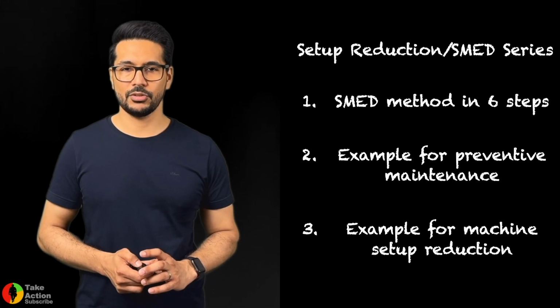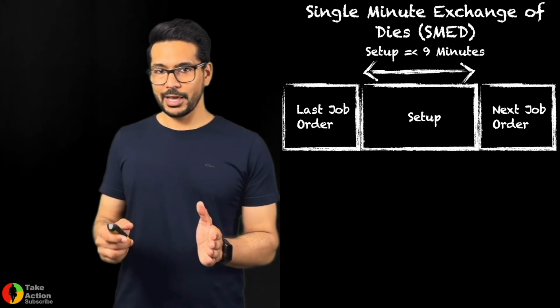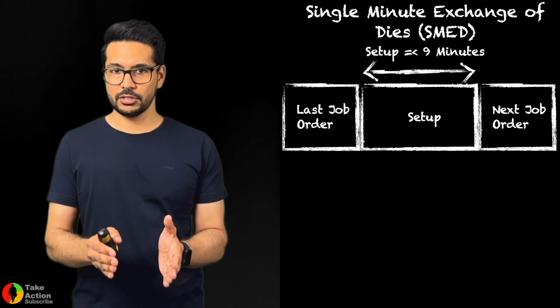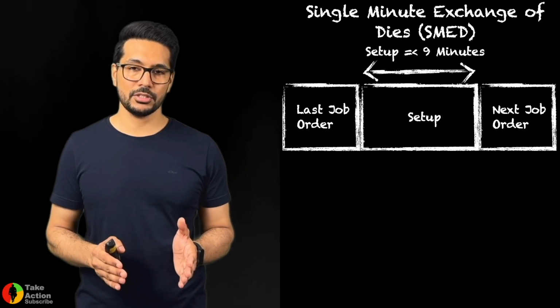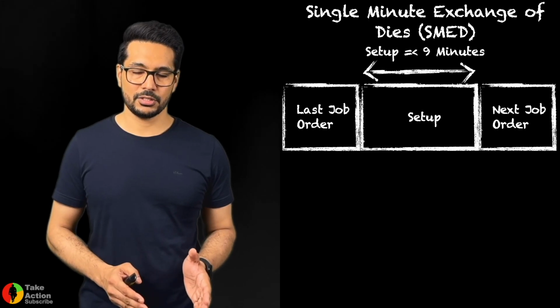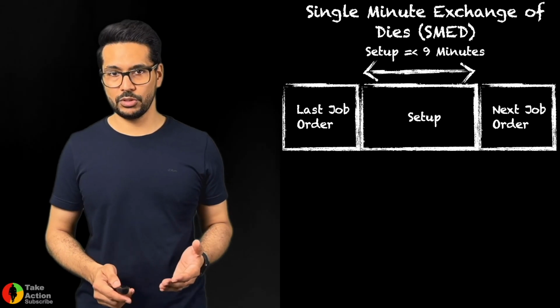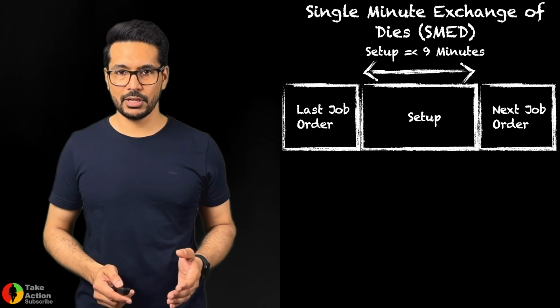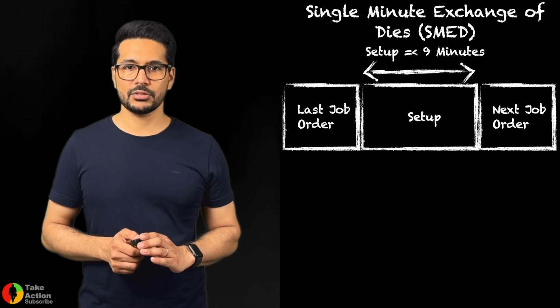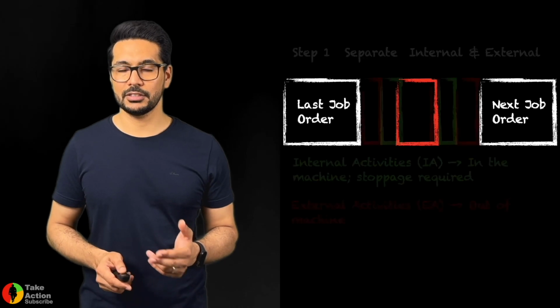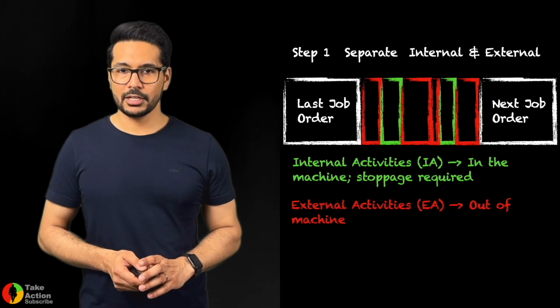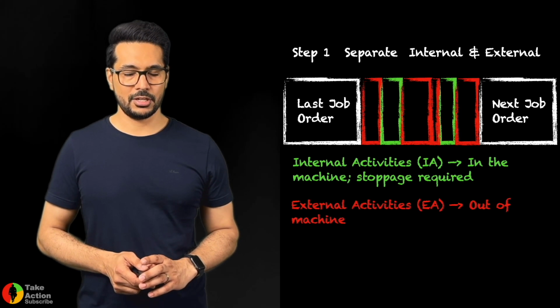So let's go ahead. As the name suggests, we are aiming to reduce our setup time to 9 minutes or less. There are 6 main steps to do it. Very easy to follow, very simple. Step number 1 is to divide the whole setup time into 2 main categories. The first category is internal activities, the second category is external activities.